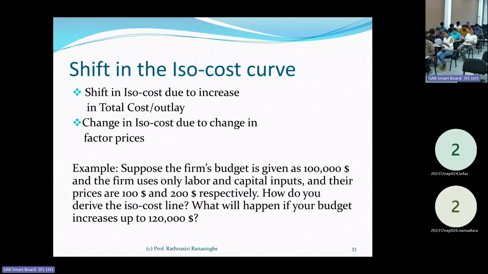That is simple, just taking the different extreme points. If there is a decline in the price, for example the wage rate decreases, earlier we were given a wage rate of 100, and if it decreases to 50, then the isocost line rotates outward along the labor axis to the right.